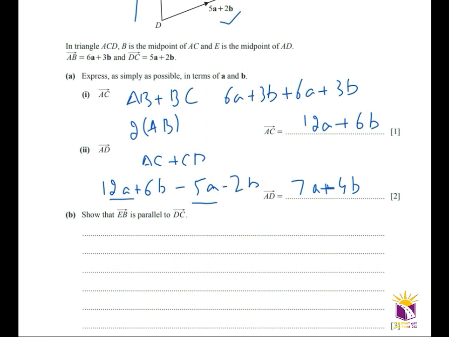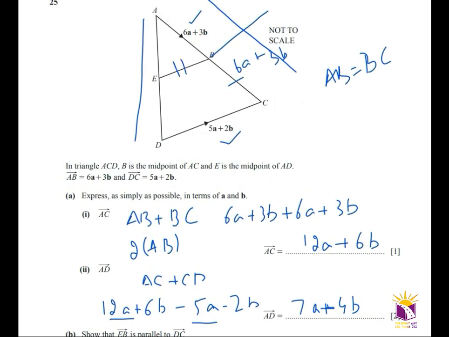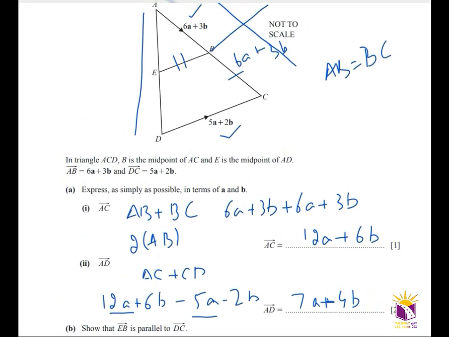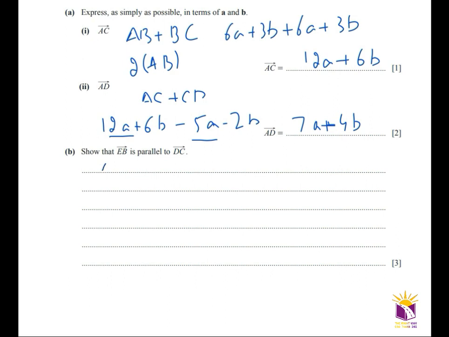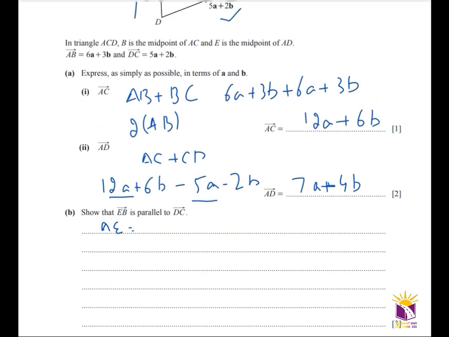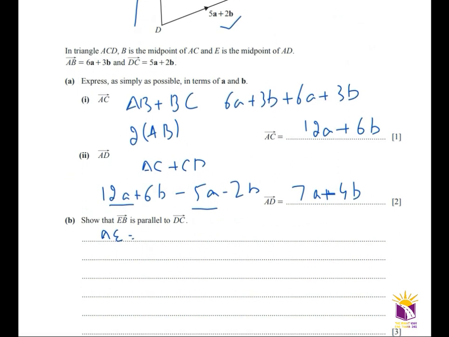Show that EB is parallel to DC. As E is the midpoint of AD, AE will be equal to 1 by 2 times AD, which is 1 by 2 times 7a plus 4b.